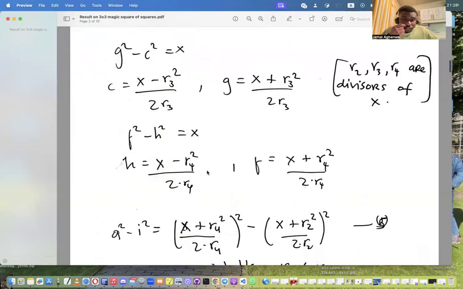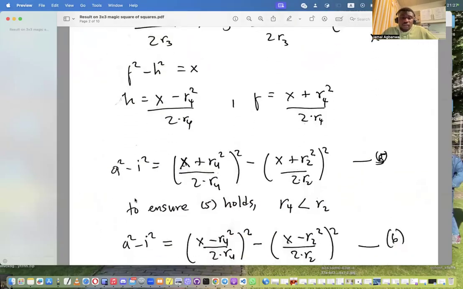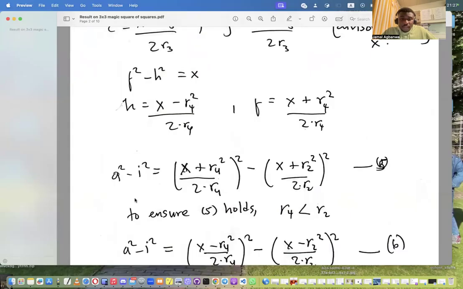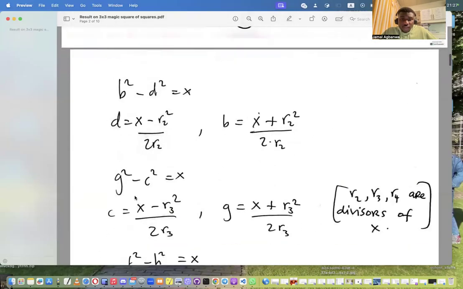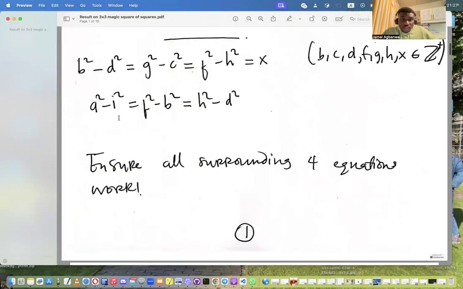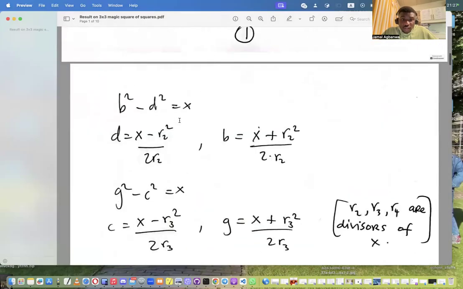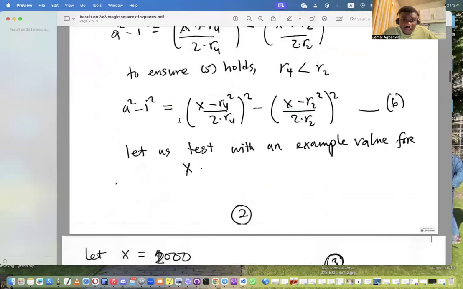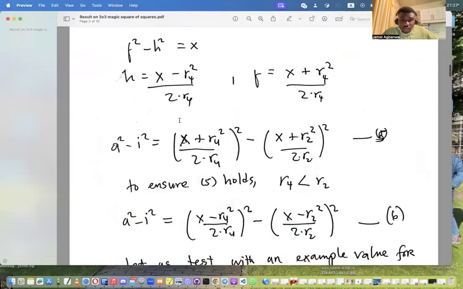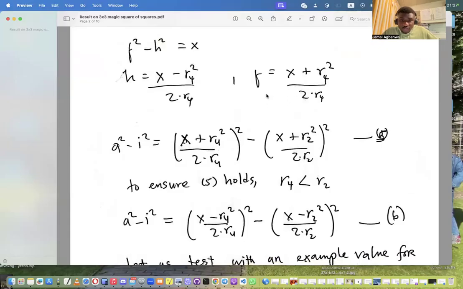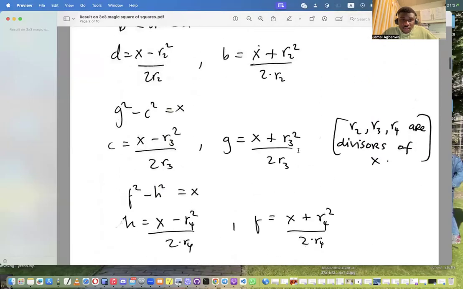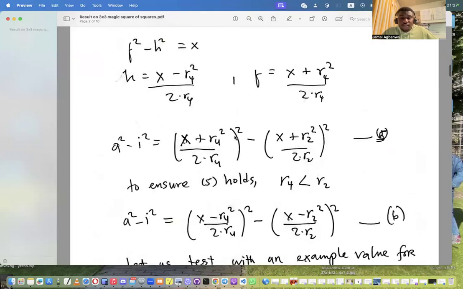r sub 4 squared, as we see over here, is a divisor of x, for which you have F and H as integers. And based on our formula, we have A squared minus I squared equals F squared minus B squared. We come here and realize that here, this is F squared minus B squared as we have it.